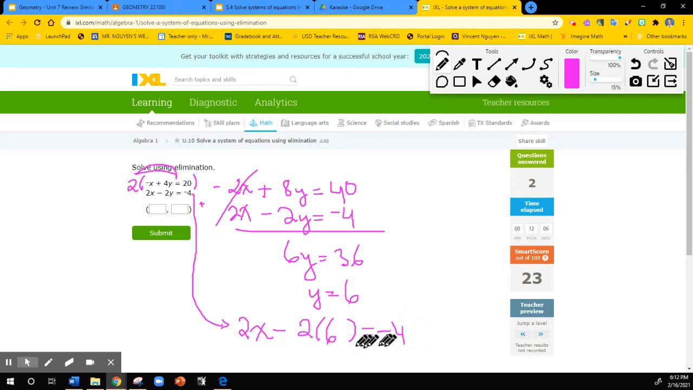And then I'm going to work out this equation. I'm going to move up here because I'm running out of room. This is going to be 2x minus 12 equals negative 4. Okay, and that is going to give me 2x equals, okay, I'm going to move this over here. So it's going to be negative 4 plus 12. And then I'm going to simplify that.